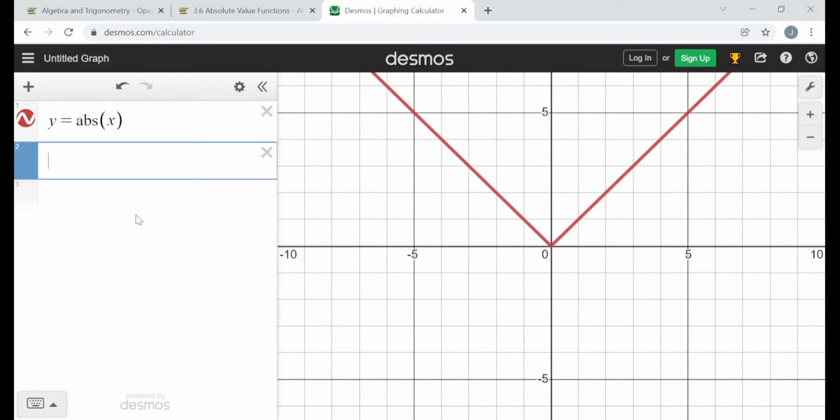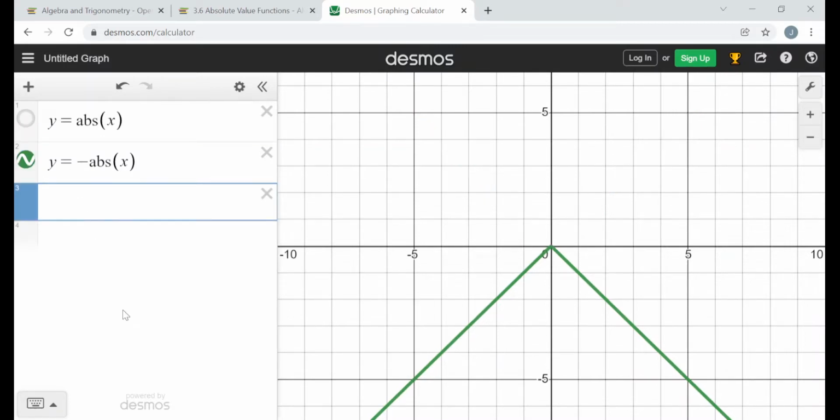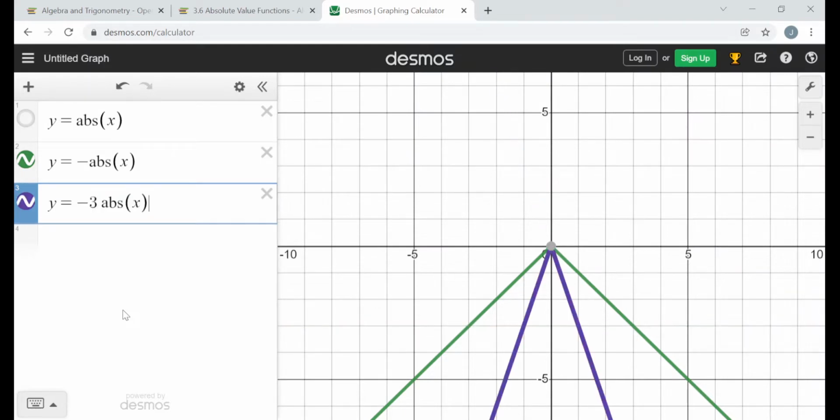So once again, we started with the basic absolute value function, and then I multiplied it by -1. We reflected it across the x-axis. So now I got the green graph. This was graph number 2 on my paper. And then I multiplied this by 3. Y equals -3 times the absolute value of x. And you see that was the 3rd graph I drew, and this was a vertical stretch by a factor of 3. All the points on the purple graph are 3 times the distance from the x-axis as the points on the green graph.